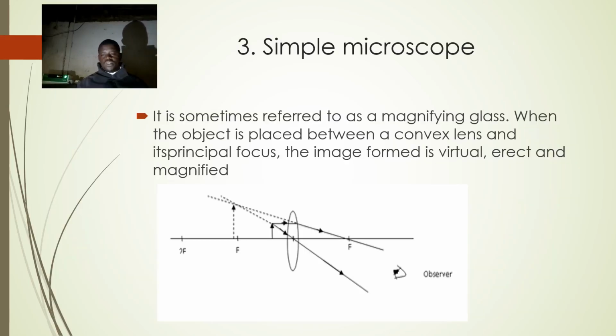So, number 3, we have the simple microscope. A simple microscope is just a magnifying glass. When the object is placed between a convex lens and its principal focus, the image formed is virtual, erect, and magnified. That is the concept it uses, and you can do it as shown.